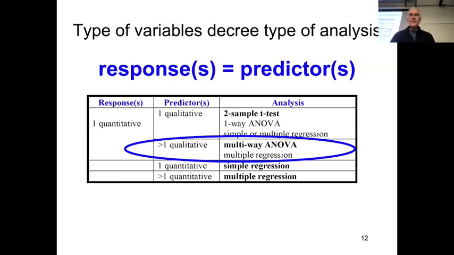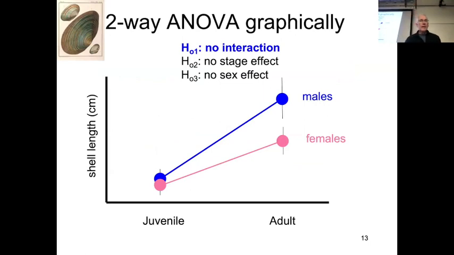So let's look at it. I started my life working on freshwater mussels. So let's look at an example of a two-way ANOVA, just a very simple two-way ANOVA, looking at two categorical predictors: the stage, whether juvenile or adult, and the sex, whether male or female. And what I'm going to show you is all pretend data. And when I taught intro stats, I wouldn't give them an ANOVA table or data to construct a two-way ANOVA.